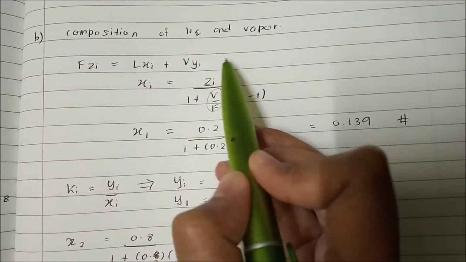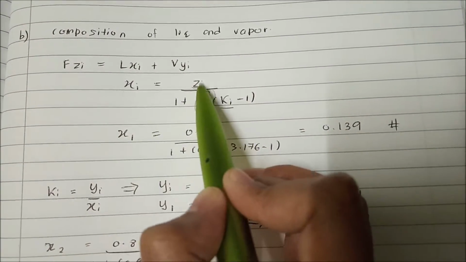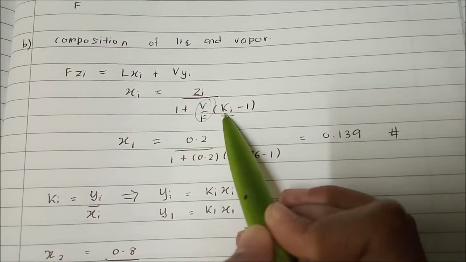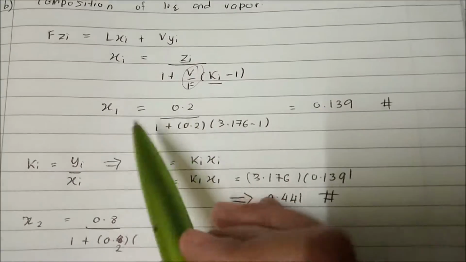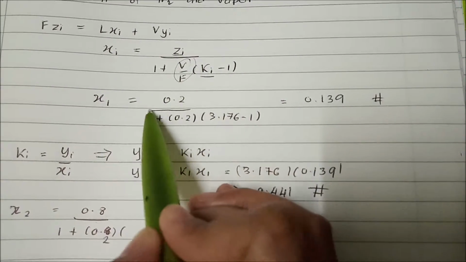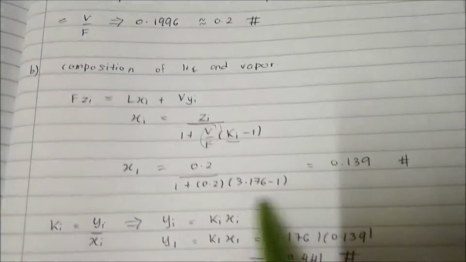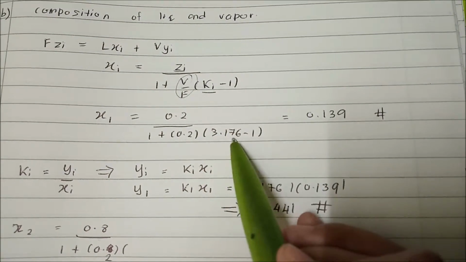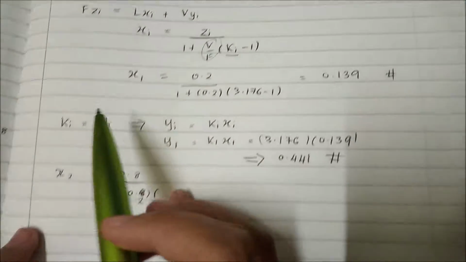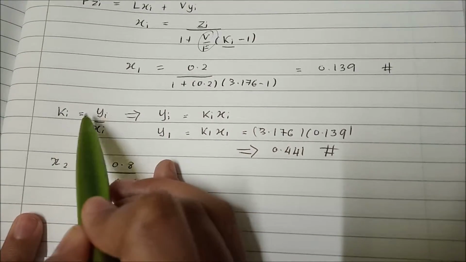Okay, so the second question asks us to find the composition for the liquid and vapor product. We have to use the same relation here, rearrange it, and we get Xi equal to Zi, the overall composition, divided by 1 plus our fraction of feed vaporized times our K ratio minus 1. It's the same thing, you substitute the information. So Zi is equal to 0.2 for component 1, divided by 1 plus 0.2, our fraction of feed vaporized as we got from before, times K1 of 3.176 minus 1, so we get our X1 equal to 0.139.